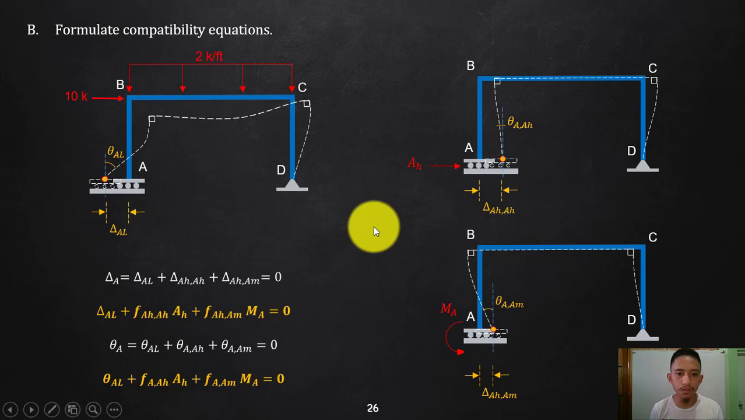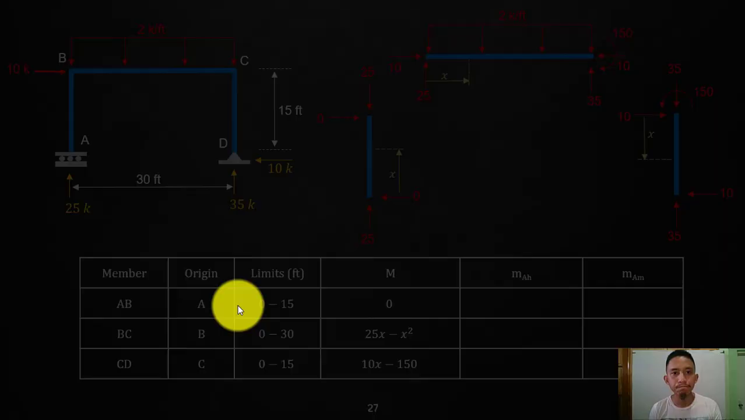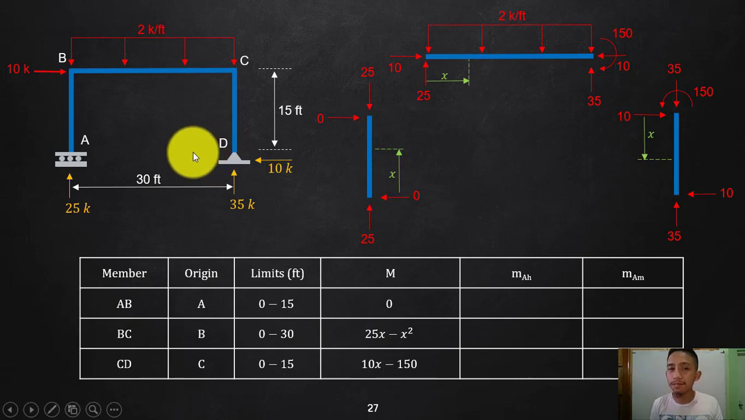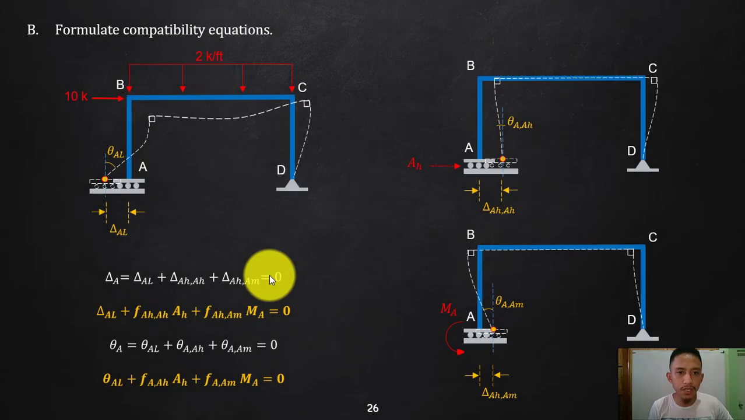Okay, now all we need to do is find this delta AL, theta AL, and these coefficients here for us to use the two equations to solve for the AH and MA. So let's start with the external loading. Just like before, apply your external loading, forget about the redundant, and solve for the reaction.